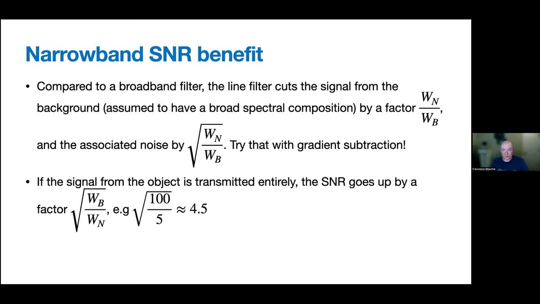Or if you prefer, by inverting the fraction, if the signal from the object is transmitted entirely, let's say 95% of it, the signal-to-noise ratio goes up by the inverse of those factors. Assuming that you start with a 100 nanometer filter and you end up with a 5 nanometer filter by switching the broadband with the narrowband, the signal-to-noise ratio increases by 4.5 times. That's pretty significant.